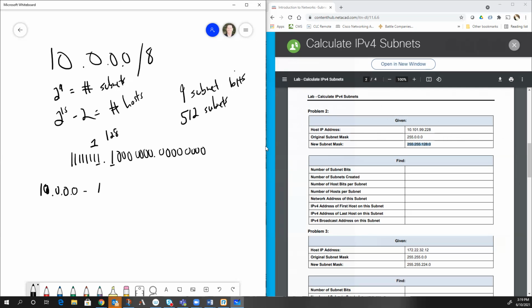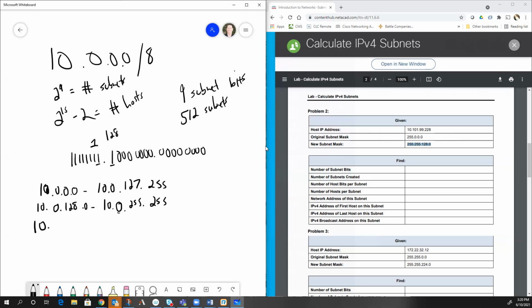So 10.0.0.0 to 10.0. Remember, on the third octet, we're going by 128, 127.255. And we go 10.0.128.0 to 10.0.255.255. Now here's where it's important. You've rolled the third octet through all the possible permutations from 0 to 255. So now you're going to look over and roll the second octet by the second octet variable.